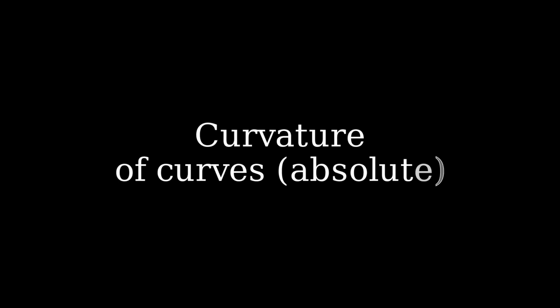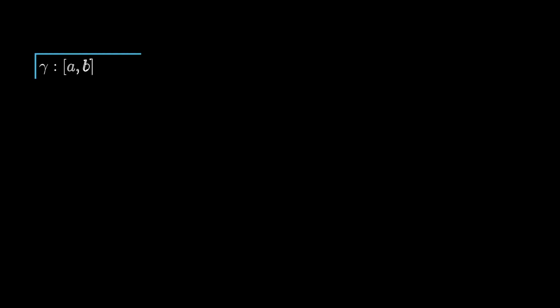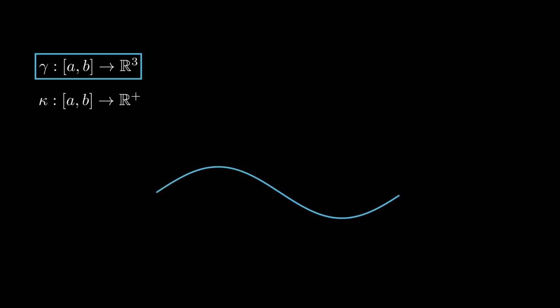Hi everyone, today we will discuss the concept of curvature of a curve, sometimes called absolute curvature. If we have a smooth regular curve parameterized on the interval AB, then its curvature will be a function from AB to the non-negative real numbers. This function will measure in some sense how different our curve is to a straight line.